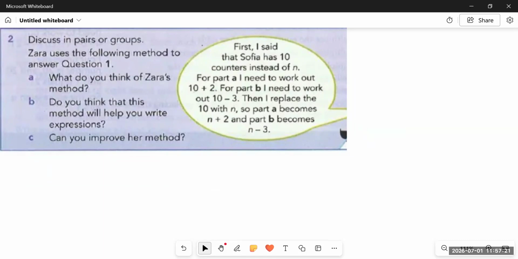For part A, I need to work out 10 plus 2. For part B, I need to work out 10 minus 3. The same thing we did. And then I replaced the 10 with n. So part A becomes n plus 2. Part B becomes n minus 3.